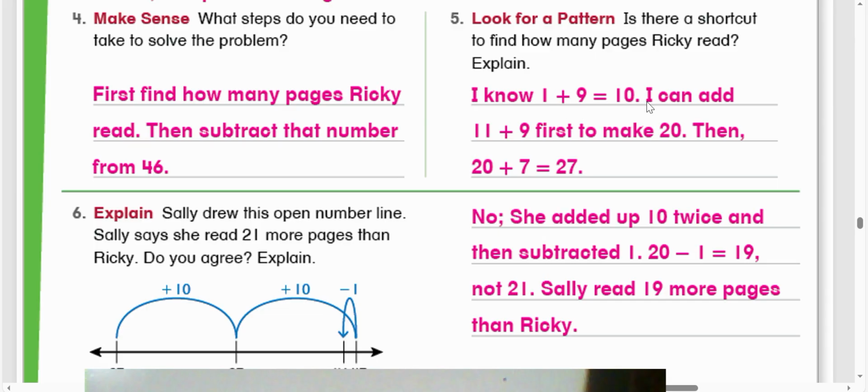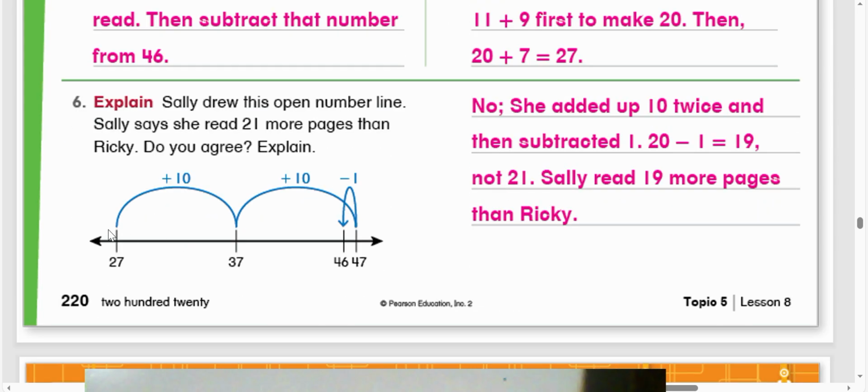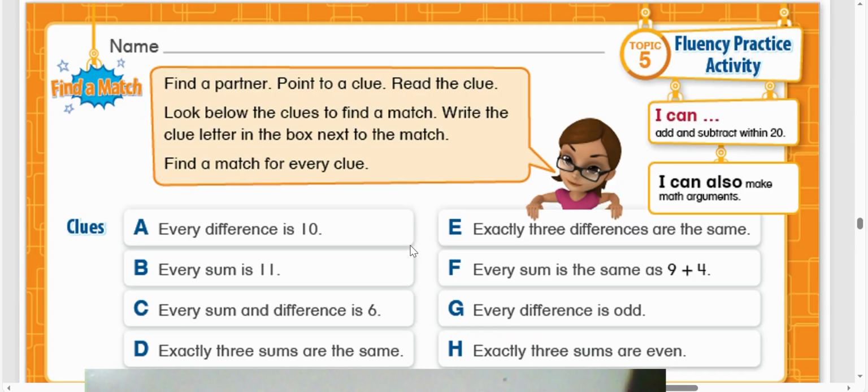I know 1 plus 9 equals 10. I can add 11 plus 9 equals 20. Then 20 plus 7 is 27. Explain with the number line, we can start at 27 plus 10, 37, 37 plus 10, 47, then count back, 10 plus 10, 20, minus 1 is 19, okay? You can use this method to find the answer.